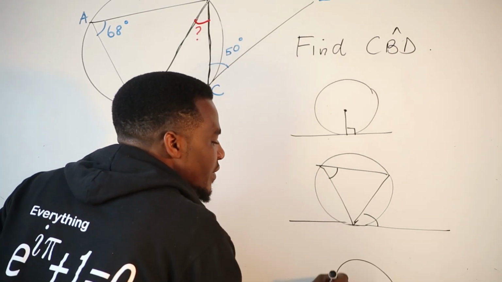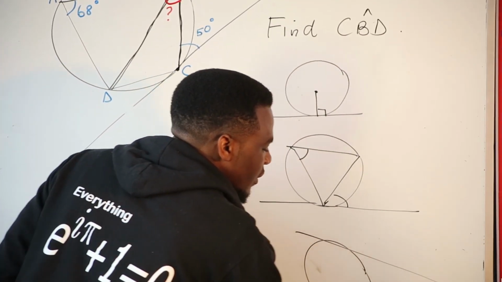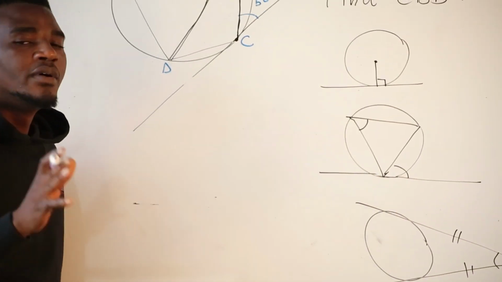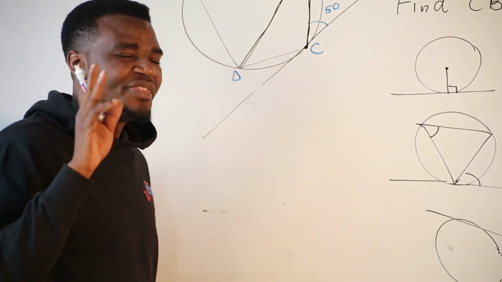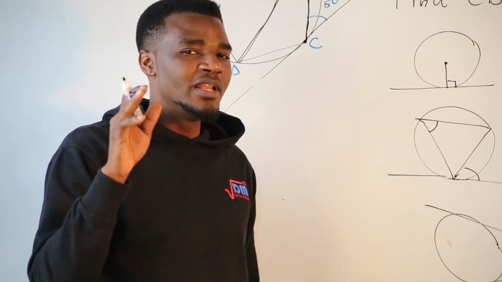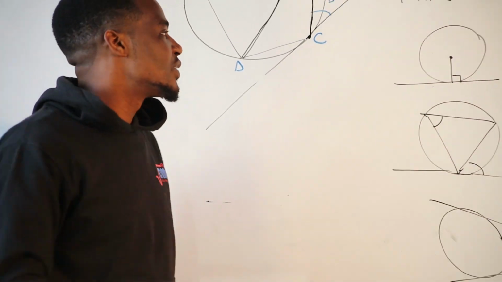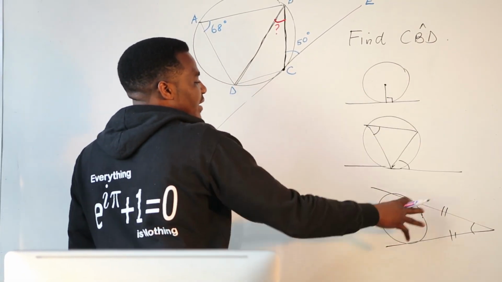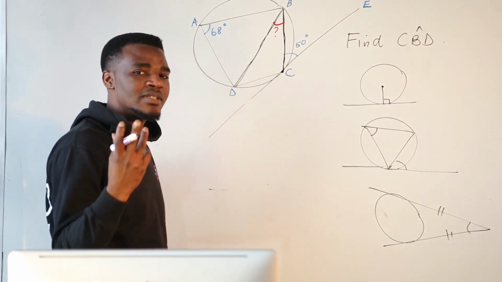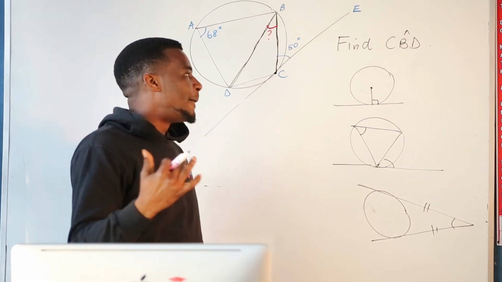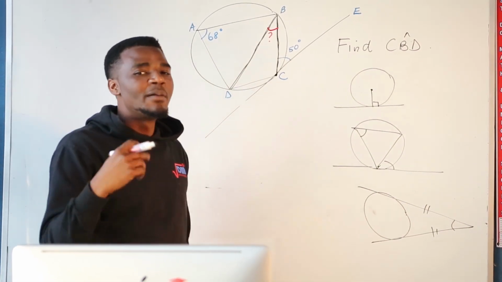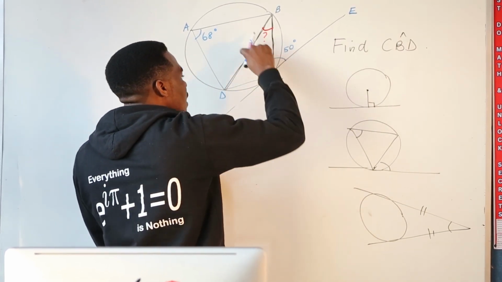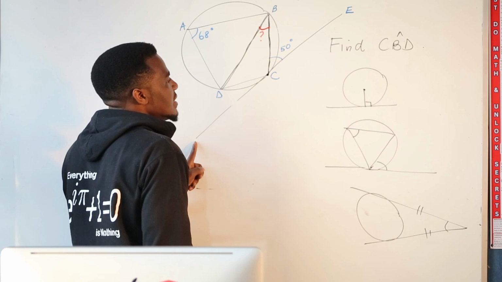You also need to know the theorem that tangents that are drawn from a common point are also equal in length. These are the three main theorems that you need to be familiar with when it comes to tangents. So in this case, we see there is a tangent here. Let's see which of these three theorems you can use to find some of the missing angles. We have a tangent here. Do we have any radius? No. So there's no way we can use this theorem.